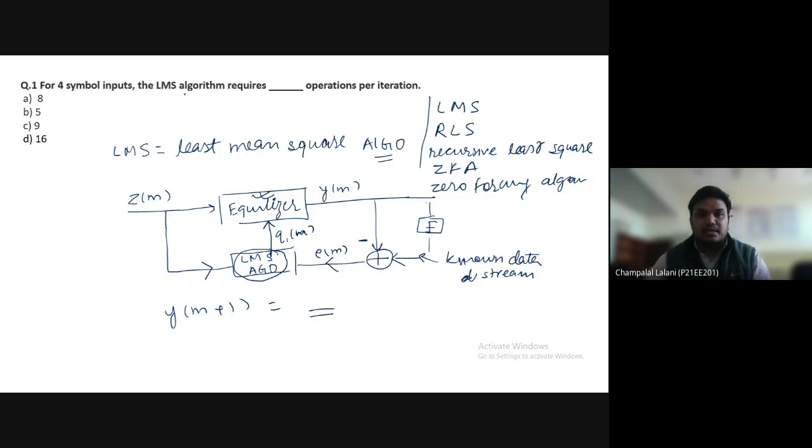And the question is, for 4 symbols, how many operations are required. If there are n symbols, then the operations required are 2n plus 1. So the operations per iteration that will be required is, with n as 4, 2 into 4 plus 1, that will be 9. So 9 is the correct answer.